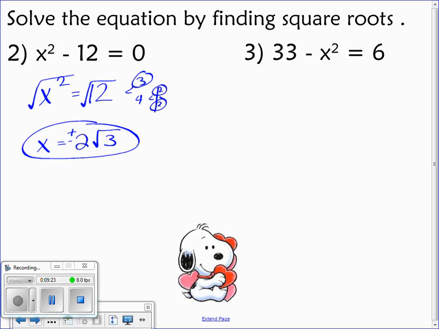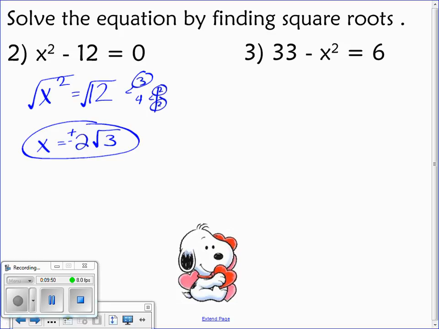Because again, remember, we talked a little bit about your problems starting with an x squared. So how many answers should you have? X squared, I should have 2. Yeah, whatever your exponent is tells you how many answers you have. This is 2 answers. I have a positive 2 radical 3, and I have a negative 2 radical 3. That is 2 different numbers. Okay? All right, what about number 3?